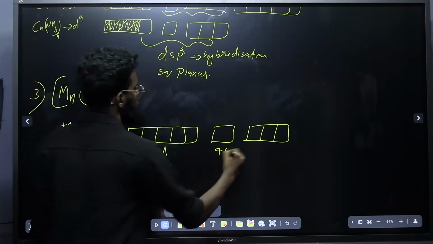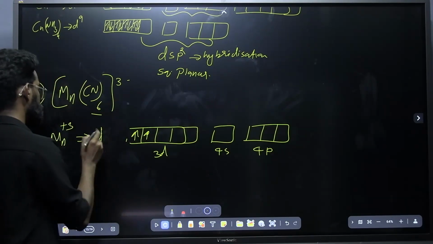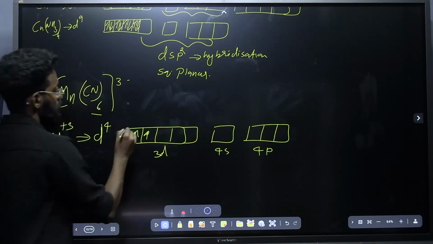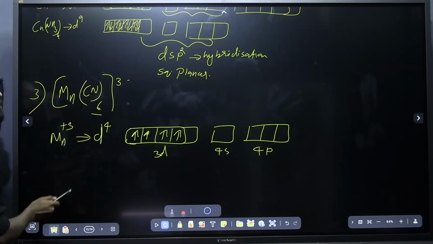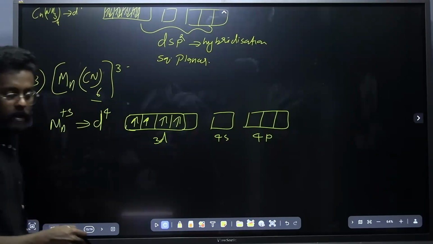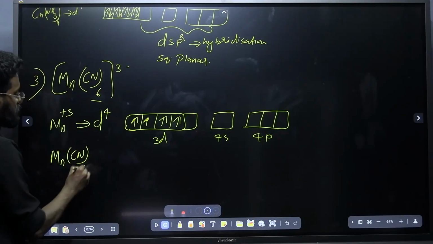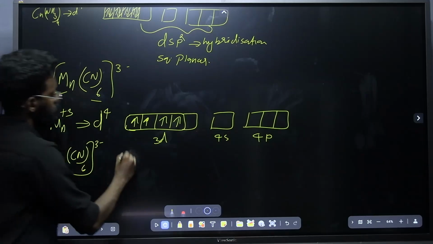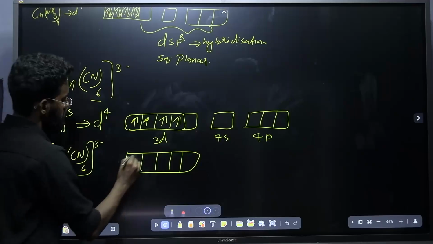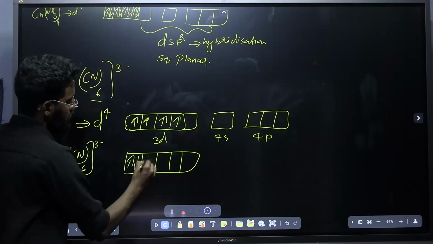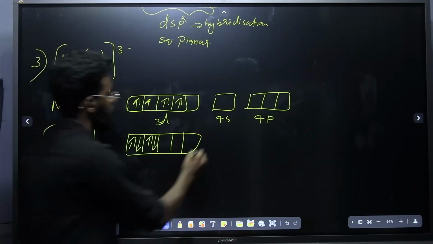3d, 4s, 4p. Yeah, in the absence of ligand, sorry, it is not d5. What is the number? It is d4. 1 2 3 4. Okay, now we know that CN is a strong field ligand, right? CN is a strong field ligand. It will do the pairing. So in the presence of the ligand, it will be doing the pairing. And how will the pairing take place? 1 2, then this. Can I do this type of pairing?